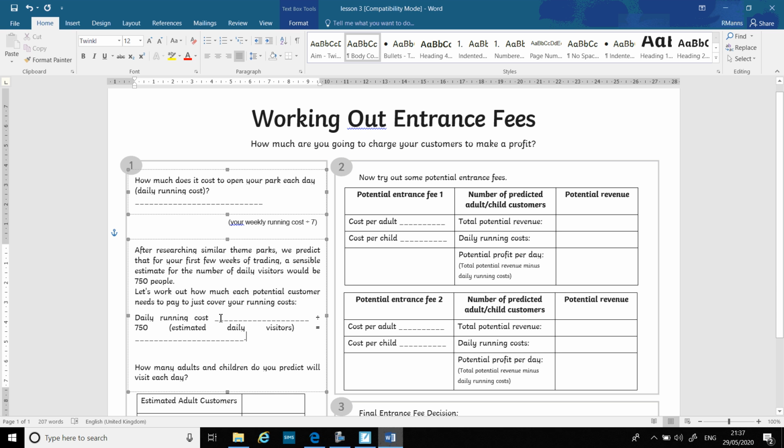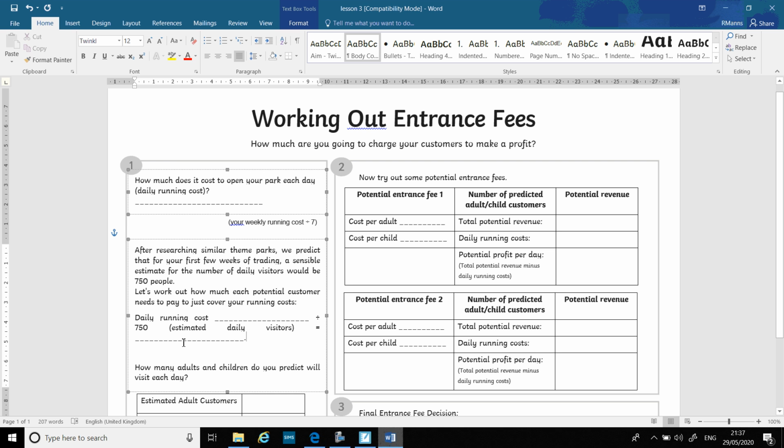So you wouldn't have any profit there. So say, for example, it worked out that you had, let's make this easy, say your daily running cost was £7,500. Okay, that's how much it costs to run your place each day. If you divide that by 750, 7,500 divided by 750 is going to give you £10.